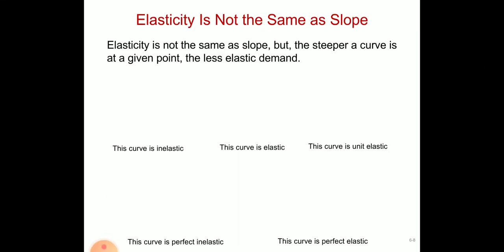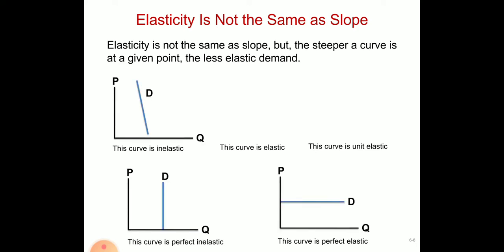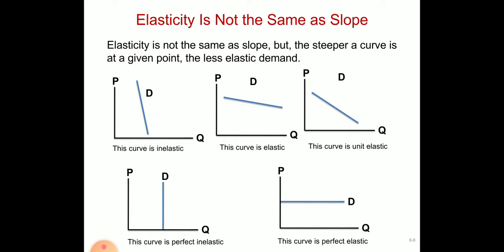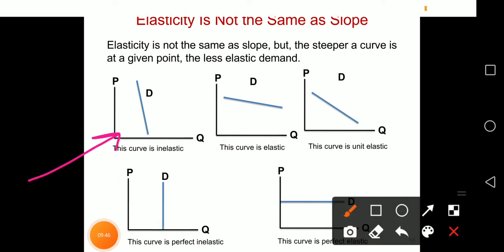Okay, after that, elasticity is not the same as slope. We know that elasticity is not the same as the slope. But the steeper a curve is at a given point, the less elastic the demand. So when it's so steep, it will be less elastic, it means it will be inelastic. So let's see together. If I look at this curve, it's very steep, so this is inelastic.